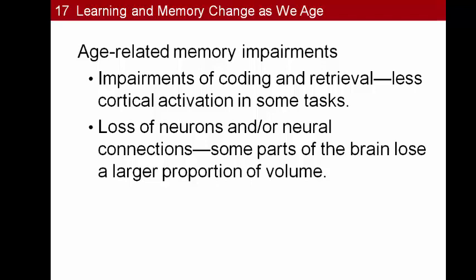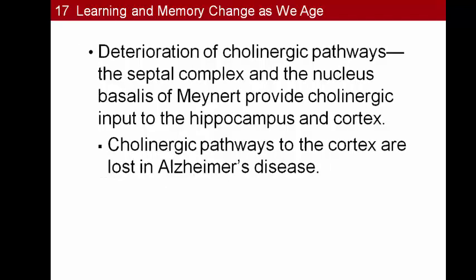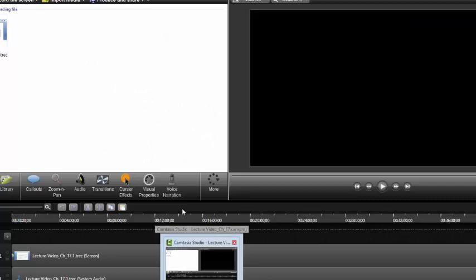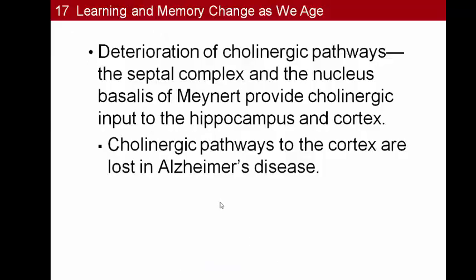But anyway, the idea is that you start to lose some neurons, and especially certain neurons that may be important for memory. So we've mentioned a couple of times about acetylcholine and how that's important for learning and memory, and related to Alzheimer's disease as well. So you'll see this here. There we go. It talks about deterioration of cholinergic pathways.